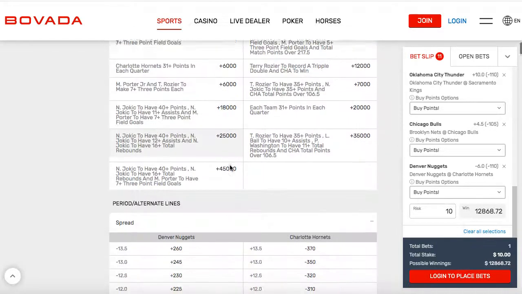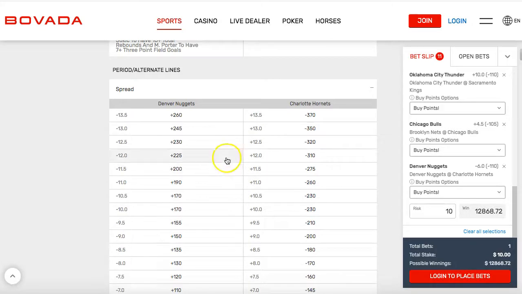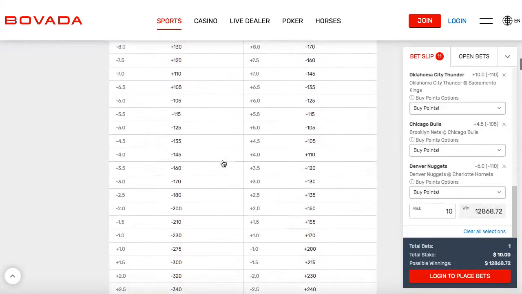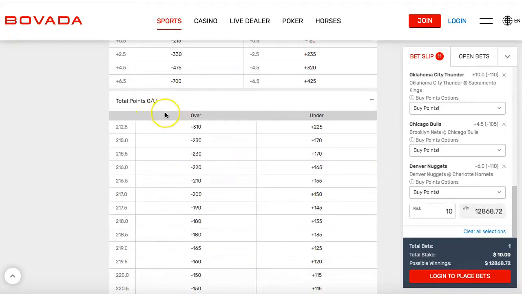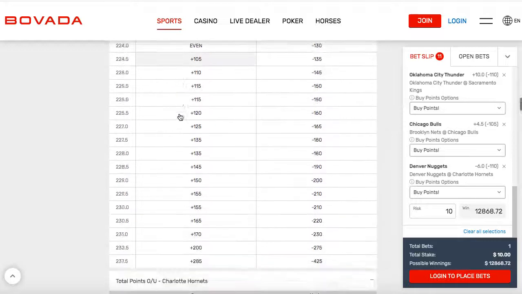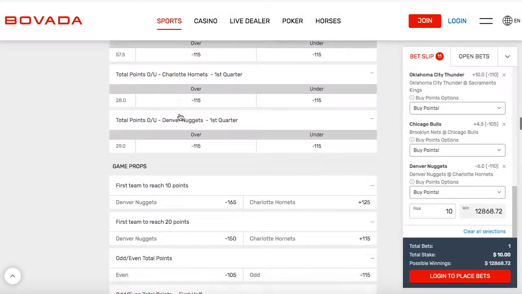So many different things over here. You could check it out for yourself. You could bet on total amount of points. You don't even have to pick a winner. How many points in the first quarter? What's the spread? In the first quarter, are the Nuggets going to be up by a few points, over, under, you name it. There's so many different options.